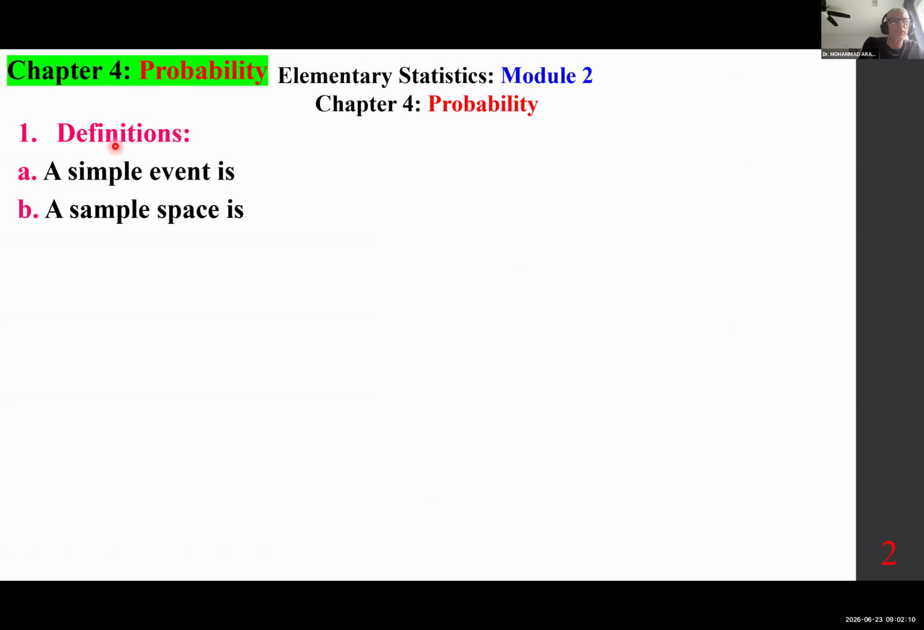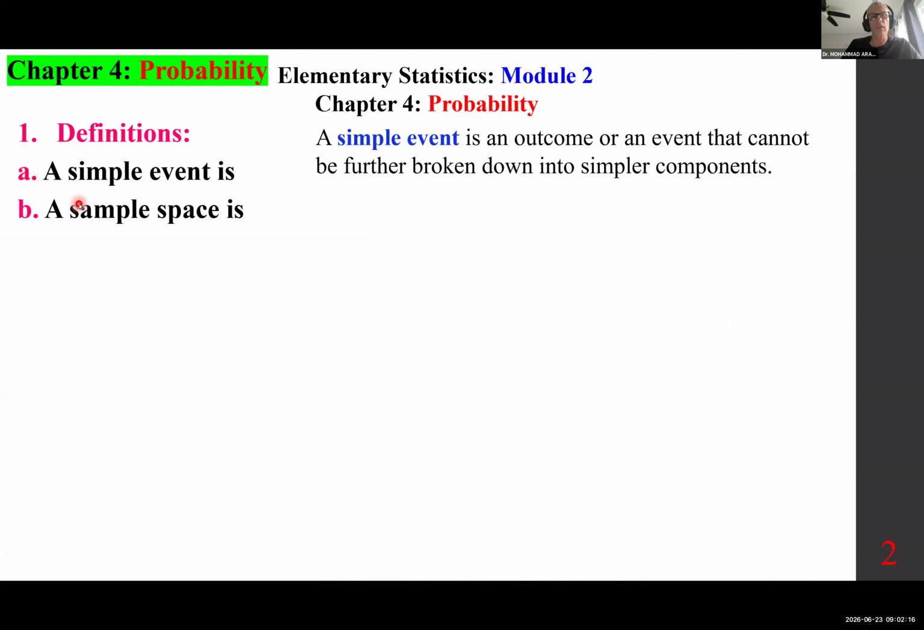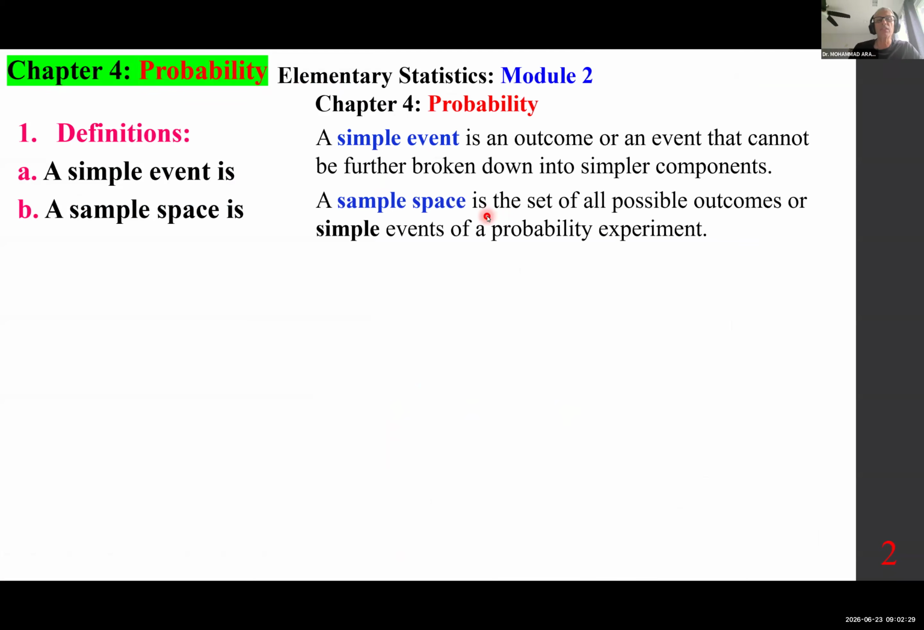Chapter 4, probability definitions. A simple event, a sample space. So let's look at the following definitions. A simple event is an outcome or an event that cannot be further broken down into simpler components. A sample space is the set of all possible outcomes or simple events of a probability experiment.